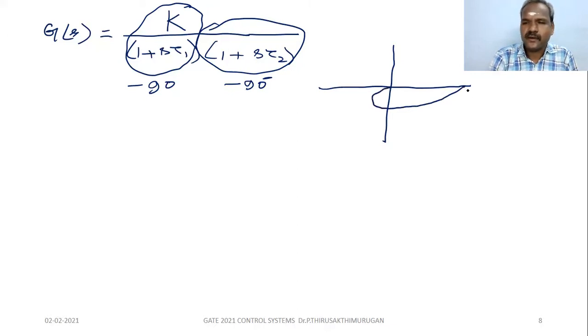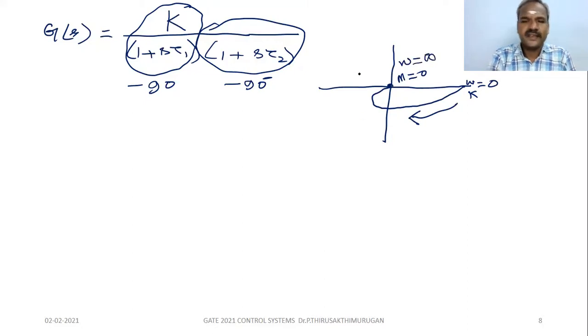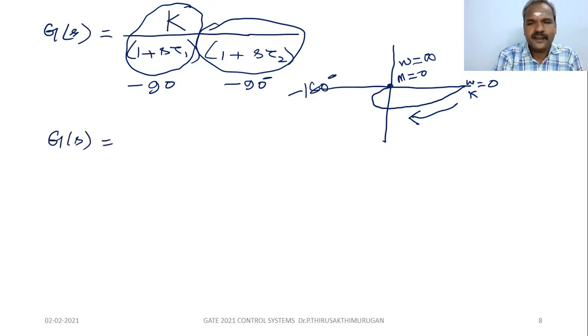This is the point K at omega is 0, and this is omega increasing. It ends at magnitude 0, at which time omega is infinity. So it ends at minus 180 degrees, and it crosses the negative imaginary axis. Next, if you have another transfer function, keep this point in mind. Then it will be easy.